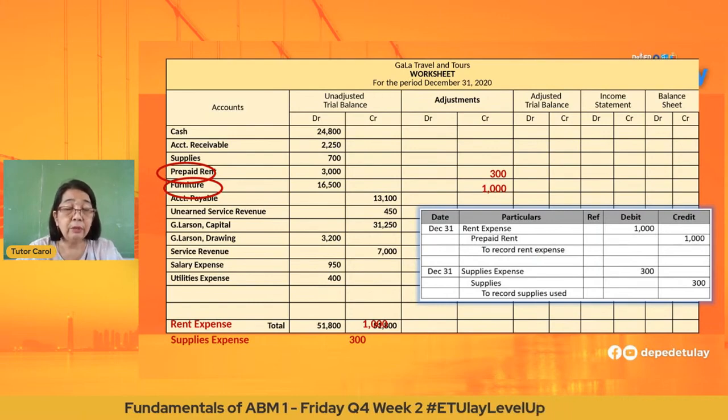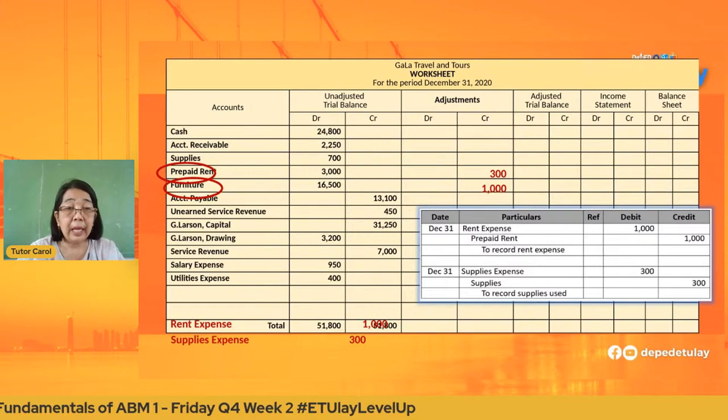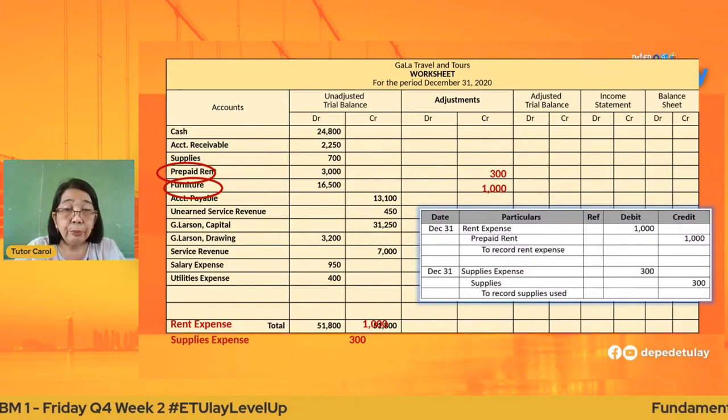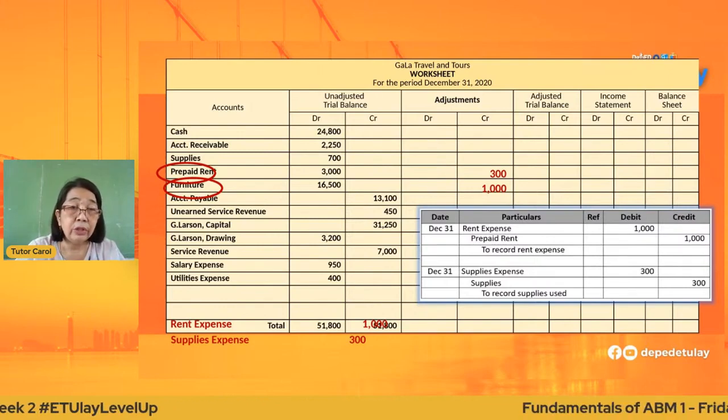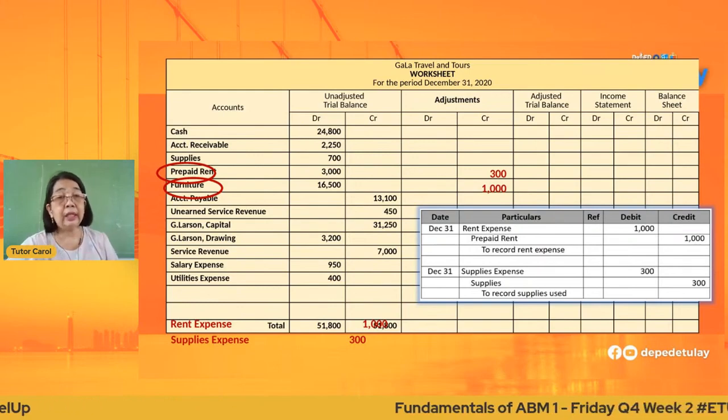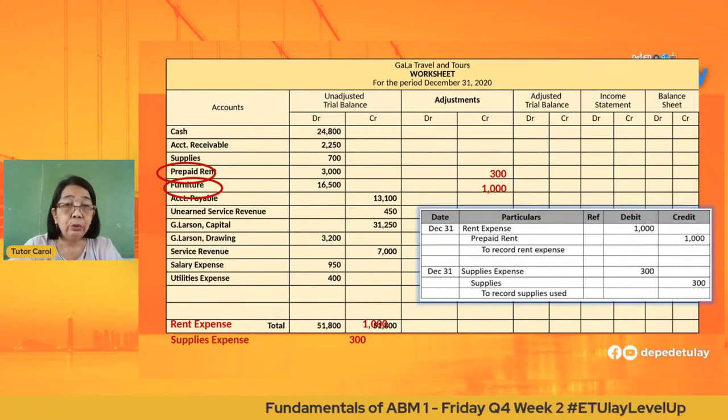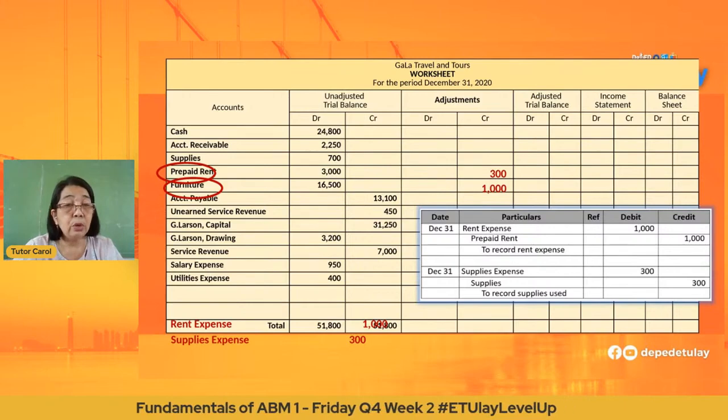side, 1,000 pesos. And then yung prepaid rent, meron naman tayong sinulat kanina, so hindi ka na magdadagdag. Ilalagay mo na lang yung amount niya.